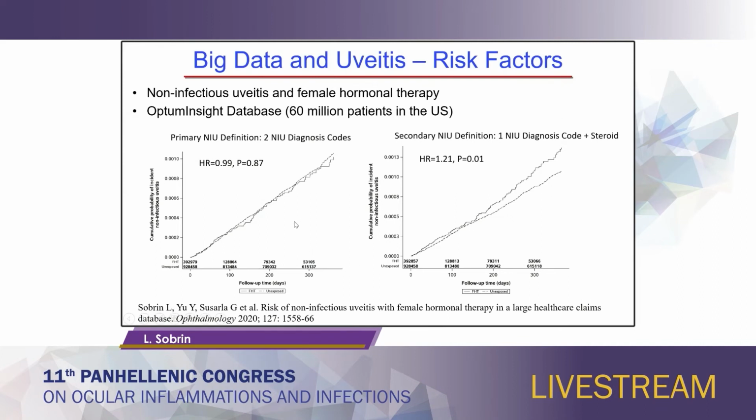In these graphs, you see for the primary definition, the patients on female hormonal therapy did not have a different risk of developing uveitis than those who had never been exposed to female hormonal therapy. However, when we took the diagnosis definition and added the requirement of a steroid to be given, we actually see that the female hormonal therapy group does have a higher risk of developing uveitis over time.